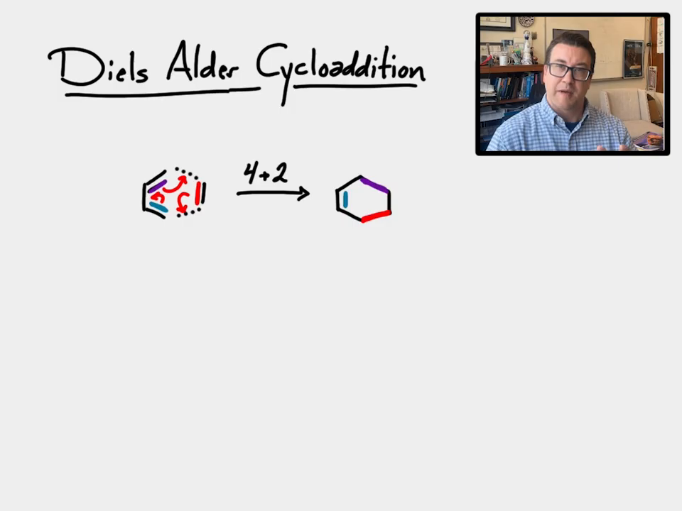You notice the arrow pushing mechanism can actually go in either direction, so you can draw them either going, in this case, in the clockwise fashion. You could also draw them counterclockwise. We refer to this as a 4+2 cycloaddition.